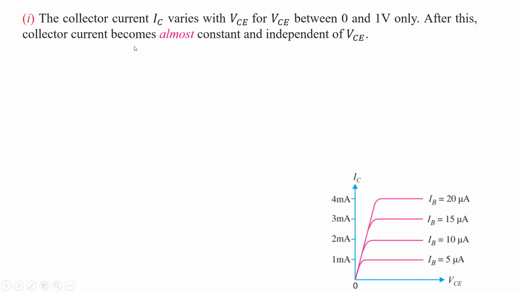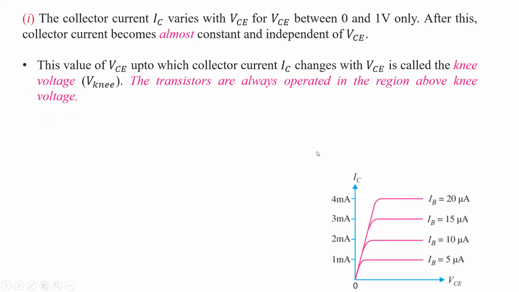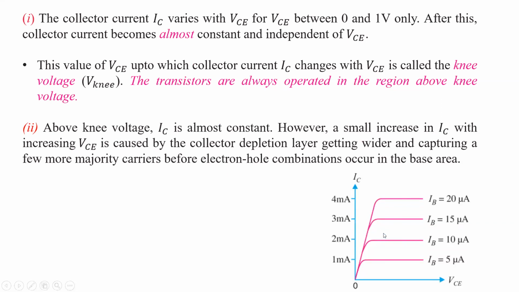After 1 volt, the collector current becomes almost constant and independent of VC. So it becomes almost saturated, it becomes flat. The value of VC up to which the collector current changes is called the knee voltage. This knee voltage depends on IB, and the knee voltage is different for different values of IB. Beyond the knee voltage, IC becomes constant.